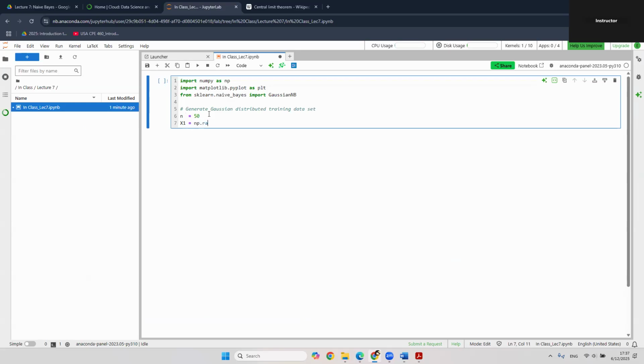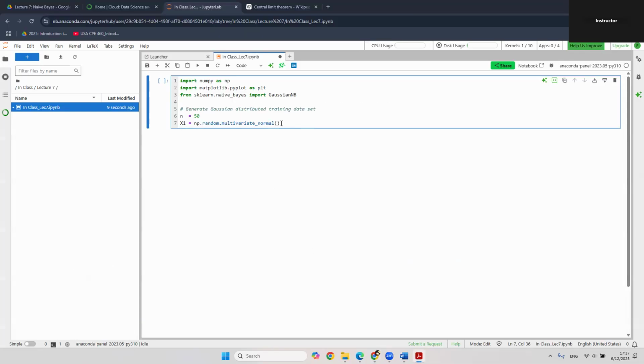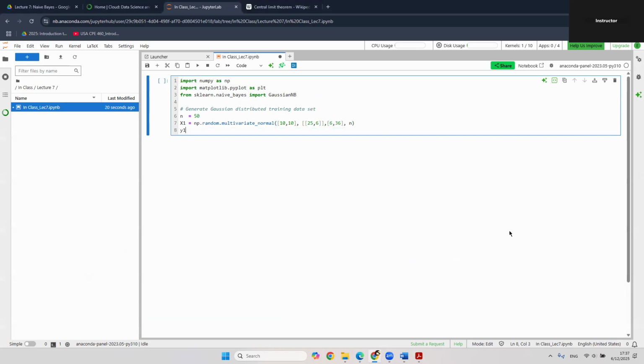And then x1 equal to np.random.multivariate_normal. The parameters are 10, 10. Then the covariance matrix is 25, 6, 6, 36, and y1 equal to np.ones(n).